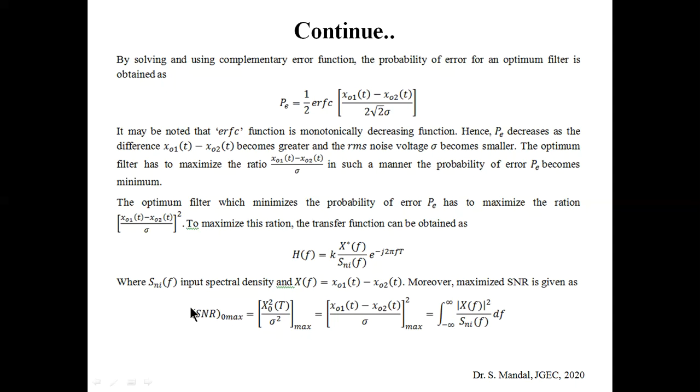Okay, so that is the value of SNR, and that is the value of the probability of error for the optimum filter. Okay, that is lots of mathematical equations, but the concept is very simple. There is a very small difference between the integrate and dump filter and the matched optimum filter. So basically, for the optimum filter, the probability of error is minimum.